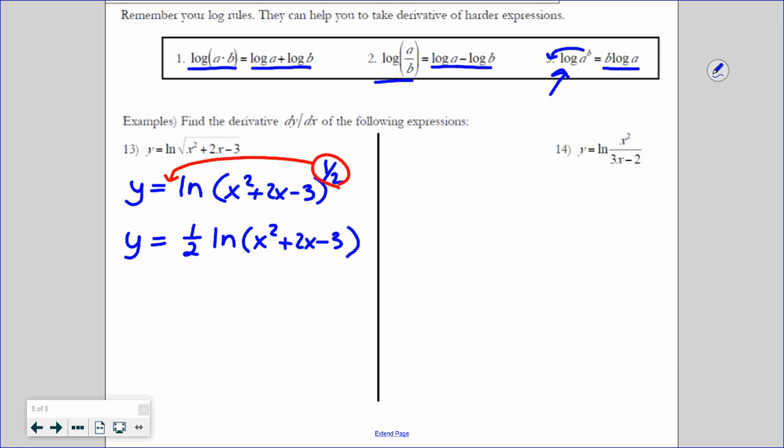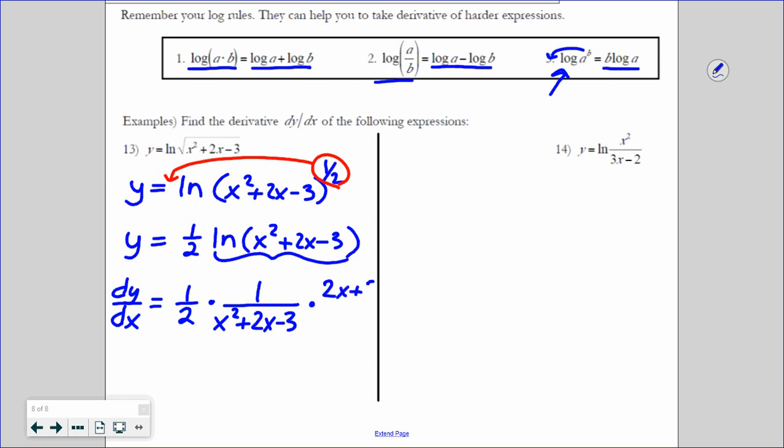And that way, when we find the derivative, the 1/2 is now just a constant multiple. So we can just bring it down and multiply it times the derivative of natural log of x squared plus 2x minus 3. And so remember, that's going to start as 1 over x squared plus 2x minus 3 times the derivative of x squared plus 2x minus 3, which is 2x plus 2.